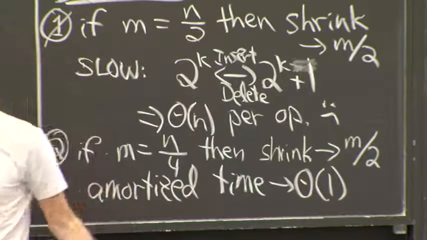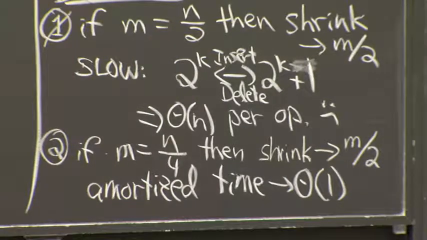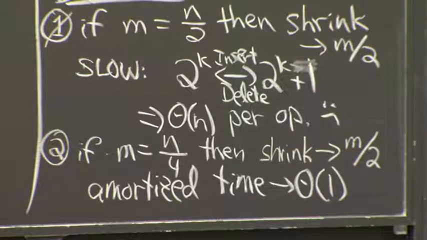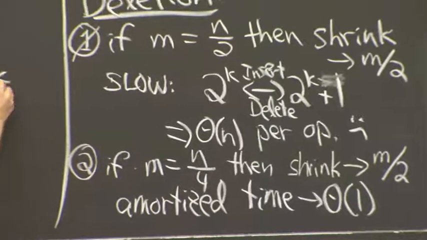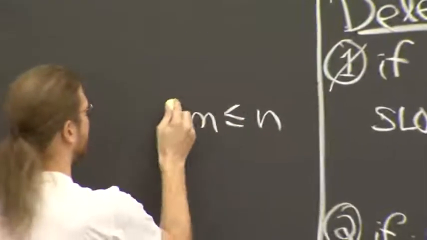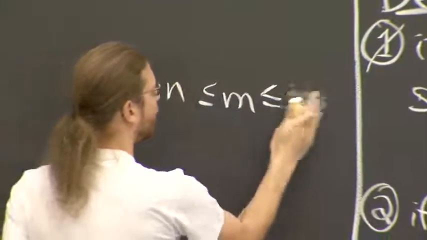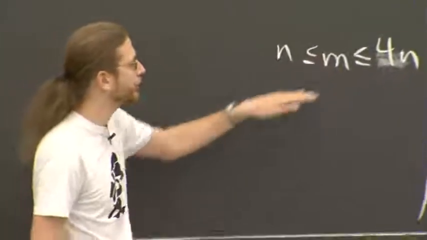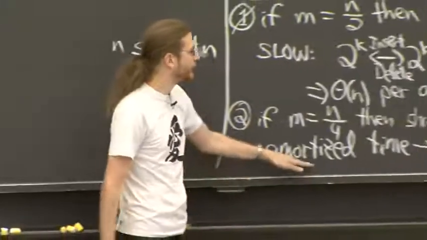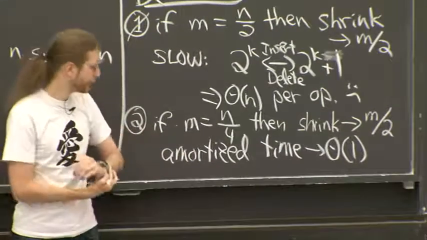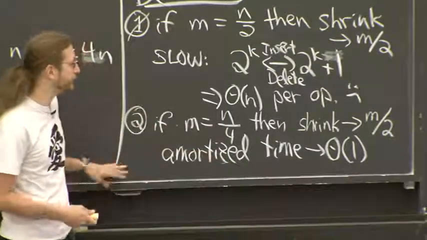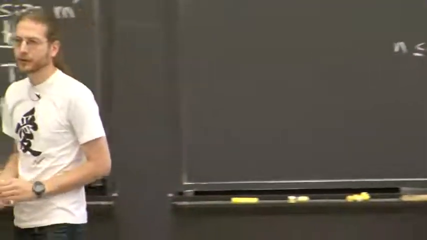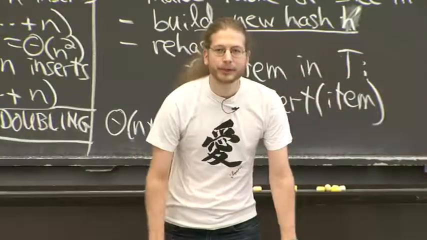For k insertions and deletions, arbitrary combination, you'll maintain linear size because you're maintaining the invariant that m is between n and 4n. If you maintain that invariant, that's easy to check. So you always have linear size, and the amortized running time becomes constant. We don't really have time to prove that in the class. It's a little bit tricky. Read the textbook if you want to know it. It's table doubling. Questions?